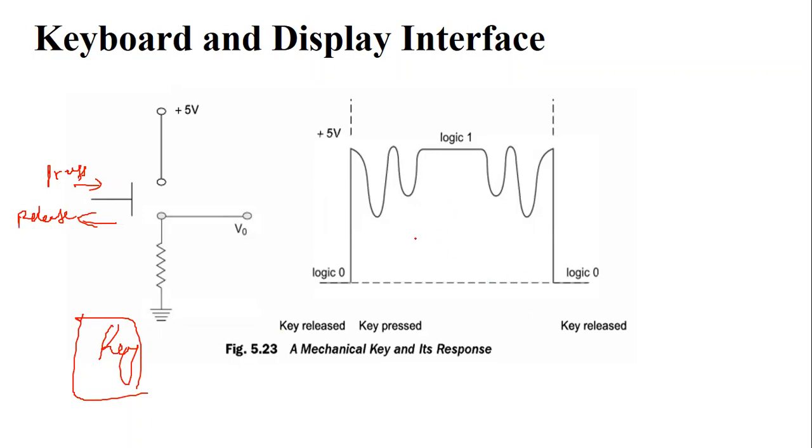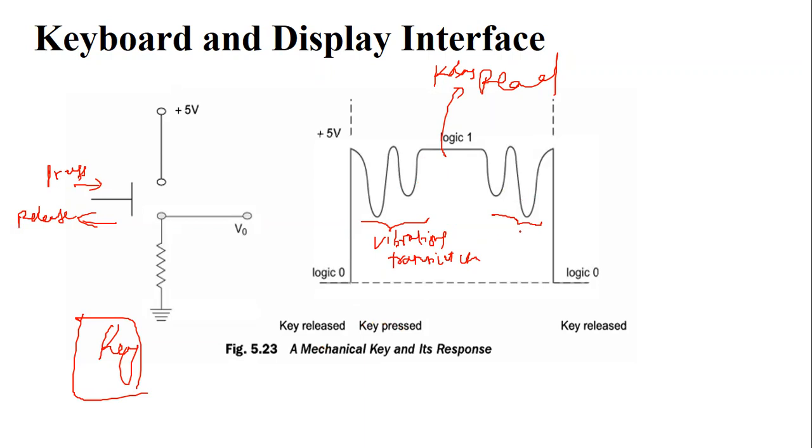Now see this. This is some 5-volt supply. This is the vibration. This is the key reading case, the key read. These are vibrations or transients. You can call them vibrations or transients. And this is the key release case.